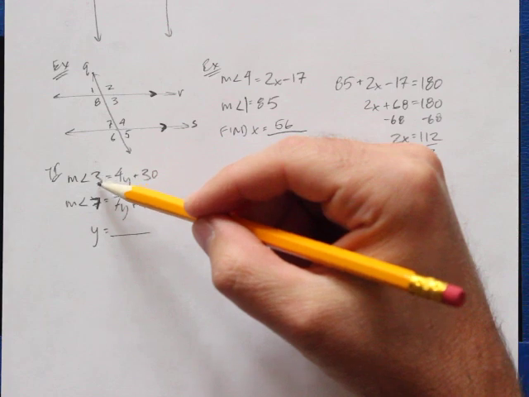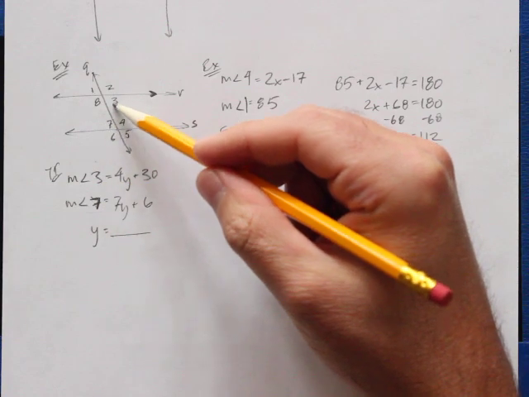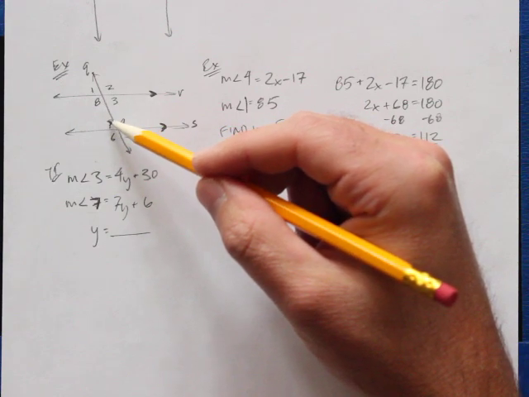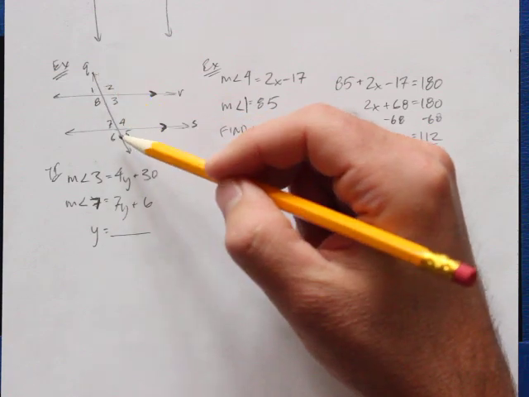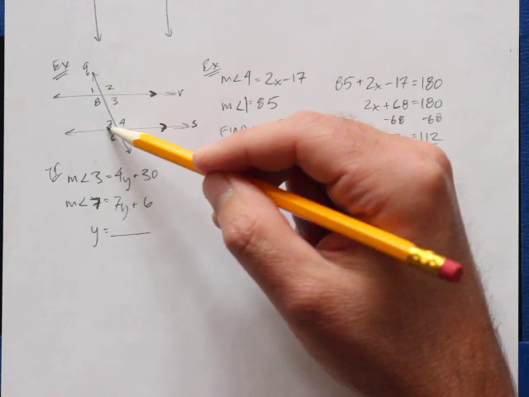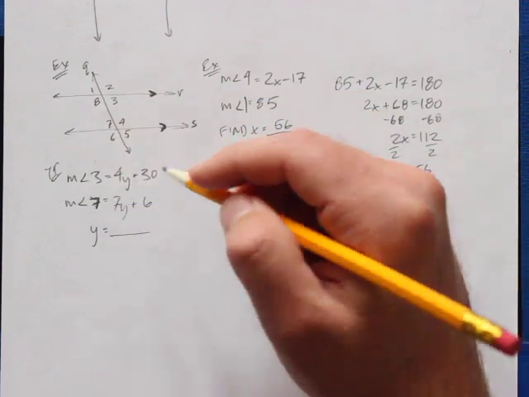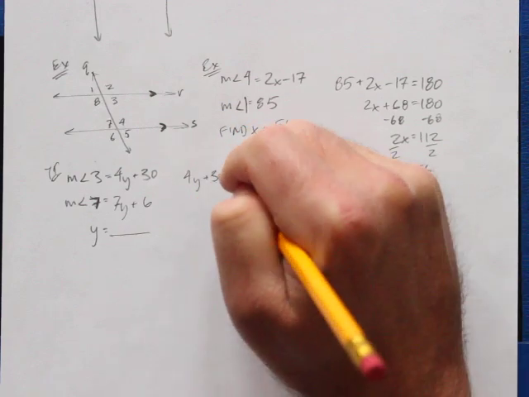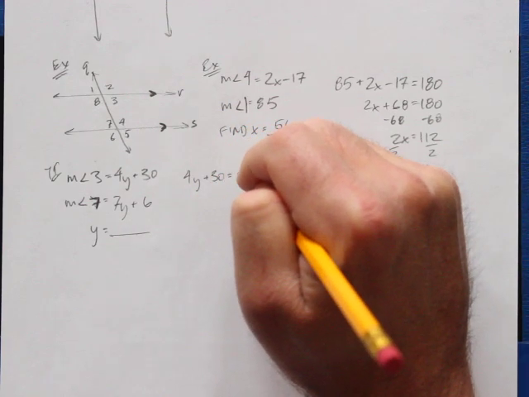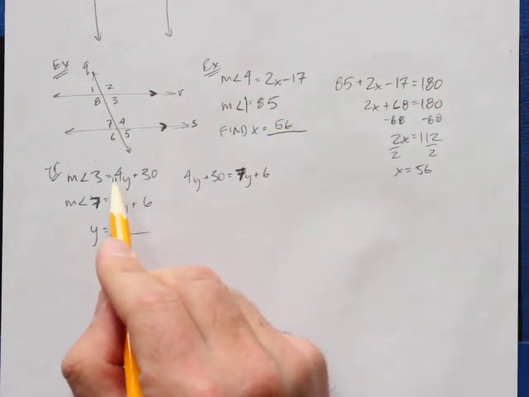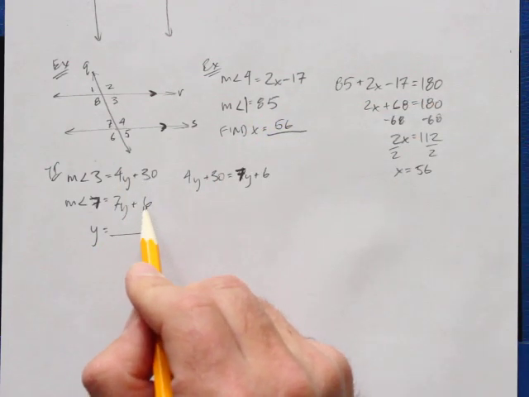First, I need to look at angle 3 and angle 7 and see what kind of relationship they have. They are alternate interior angles, meaning that they are on the opposite side of the transversal and they are in the interior, and that means that they are equal to one another. So I'm going to set them equal to one another. I take measure of angle 3, I set it equal to measure of angle 7.